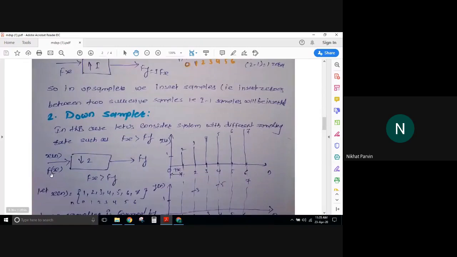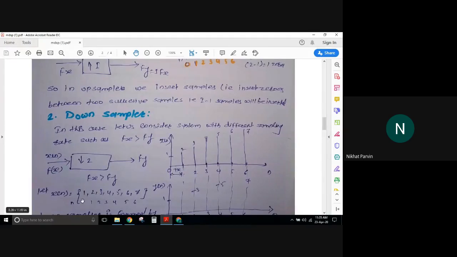Here again the same input, a discrete time input signal f of x, sampled at the rate of f of x equals 1 by Tx. I am going to perform the down sampling. I have to reduce the rate, meaning I have 10 kilohertz and I have to make it 5 kilohertz. The output which I obtain has a different sampling rate which we desire, and that relation is this is less than this.